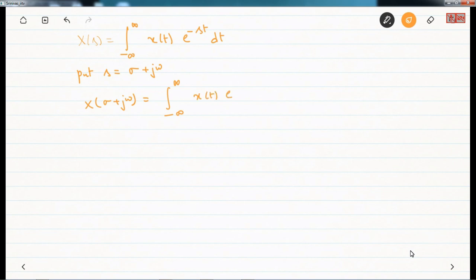So it becomes x of t e power minus sigma t e power minus j omega t. Because in place of s I have substituted sigma plus j omega, I can write them as a product of two exponentials, e power minus sigma t and e power minus j omega t, right? So what is this? If you look at this, this is the Fourier transform of x of t into e power minus sigma t, right?